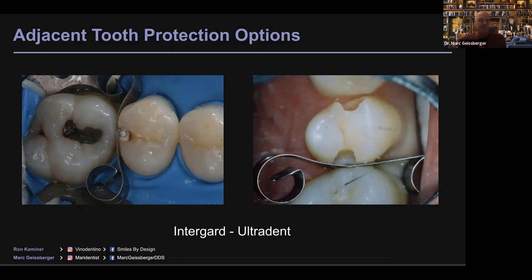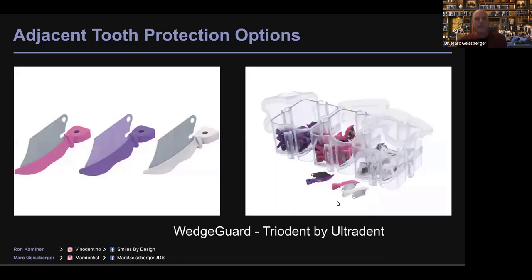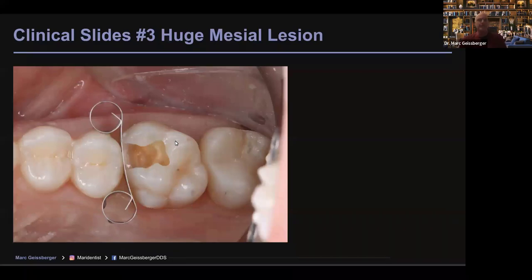So the tip here is get some of these, put them in, and protect the adjacent teeth. You'll actually prep faster because you're not worried about damaging the adjacent tooth. Now, the Triodent system makes what's called a wedge guard, and these actually protect the adjacent tooth as well. The only difference here for me is this metal is a little thin, so you can go through those by accident. Now, what I want to show you here is the Interguard in place.